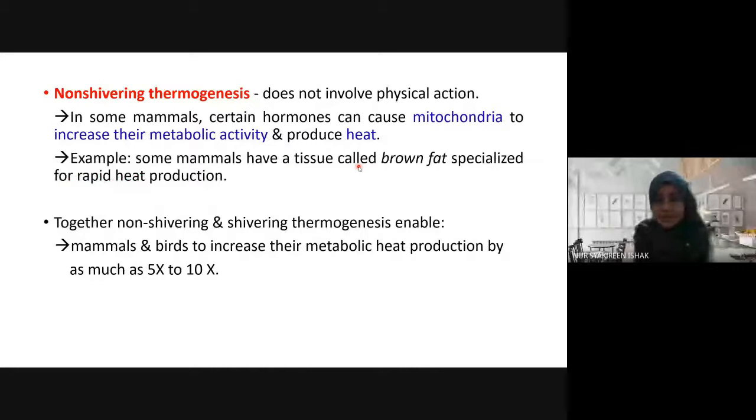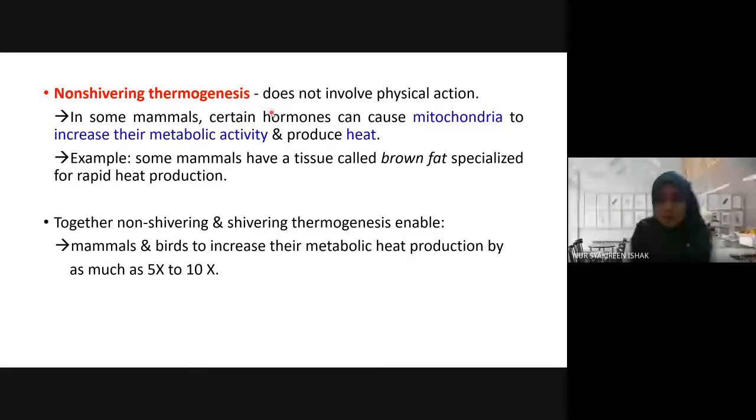So for non-shivering thermogenesis, this depends on the function of mitochondria. Okay, so it does not involve physical action. In some mammals, certain hormones can cause mitochondria to increase their metabolic activity and produce heat. Some mammals have a tissue called brown fat specialized for rapid heat production. So this is non-shivering thermogenesis that does not involve contraction of muscle, but involves the function of the mitochondria, which is controlled by hormones, to increase metabolic activity to produce more heat.